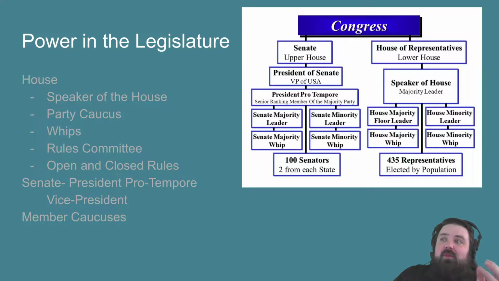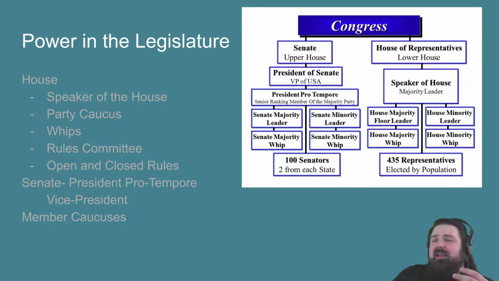And they also determine whether there are open or closed rules. Open rules mean it's free for debate, and everyone can have their say, and they can also add amendments on the floor. Whereas closed rules, which are really the way the system has been operating over the last 20 to 30 years, are very, very tight. No debate allowed, no amendments allowed, just an up or down vote on the floor. So the House is a much more hierarchical, rules-based system.